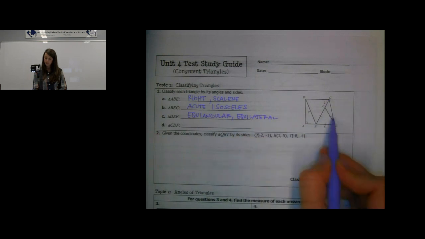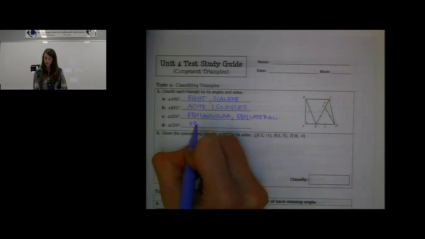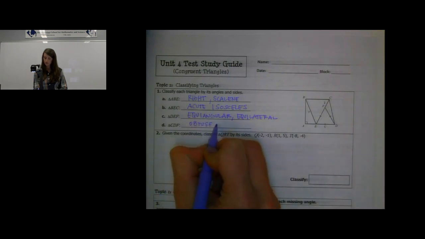C, D, and F here. One of the angles is going to be big, so that's an obtuse. And scalene as well.